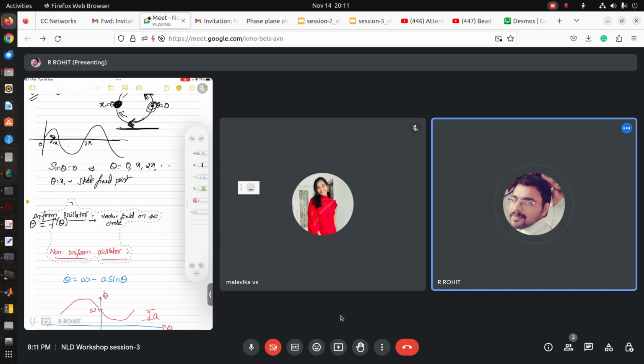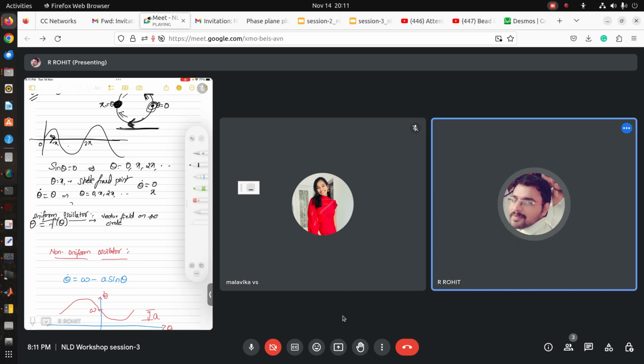So in this case, if you had an equation of the form theta dot equal to theta, you will see that theta equal to 0, pi, 2 pi are all fixed points. But when you consider the velocity, the theta dot value, when theta equal to 0 it is 0, but when theta equal to pi, it is pi.